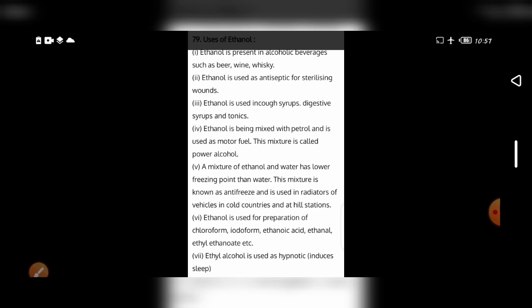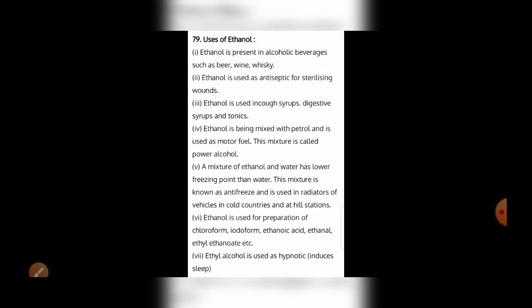Ethanol is used in medicine. See here, ethanol is present in alcoholic beverages such as beer, wine and whiskies. Ethanol is used as an antiseptic for sterilizing wounds in hospital. Whenever you go to hospital, they use ethanol to sterilize the wounds, whenever they clean the wounds with ethanol. Ethanol is used in cough syrup, because when we use the syrup it gives sleep. It is also used in digestive syrup, as well as tonics and stomach pain painkillers.